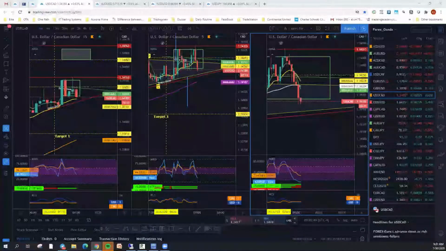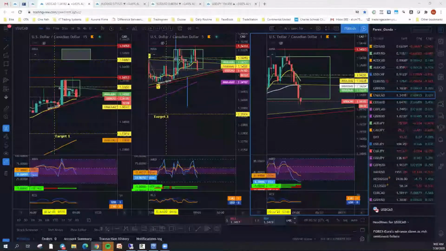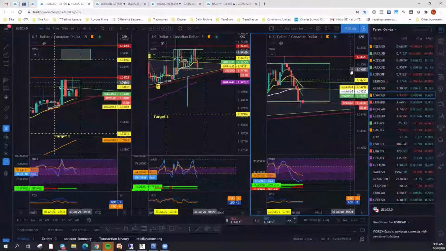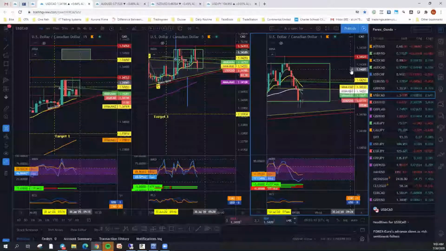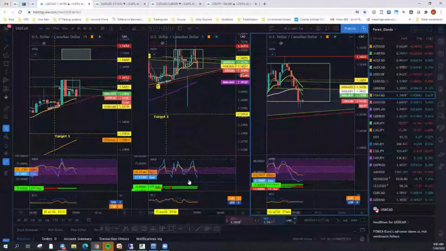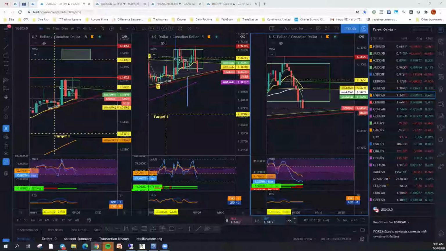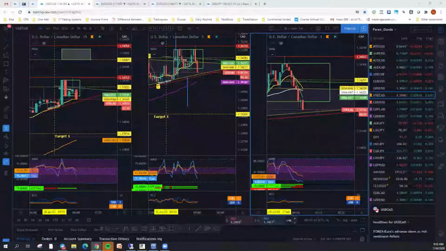Euro USD went the full length of the stick from the break. It's what, 28 pips. And it's still going. Yeah, but I'd be happy at 28 pips. But I'm not in that one. I was distracted.